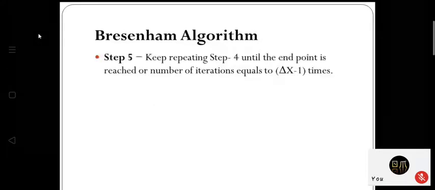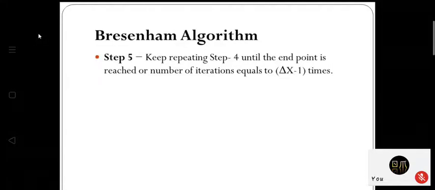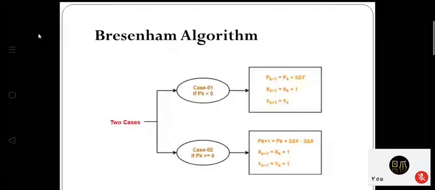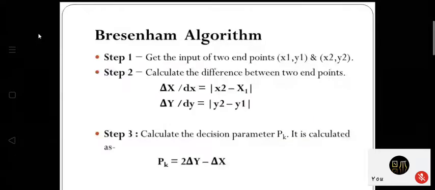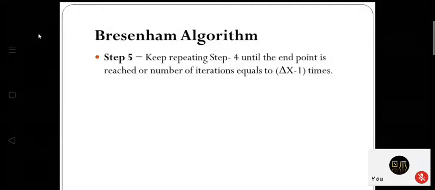And step 5. These steps you are going to perform till when? They will be performed till the number of iterations equals delta x minus 1 times. Delta x you are already computing initially. So delta x minus 1 gives you how many iterations you will require to obtain the number of points.